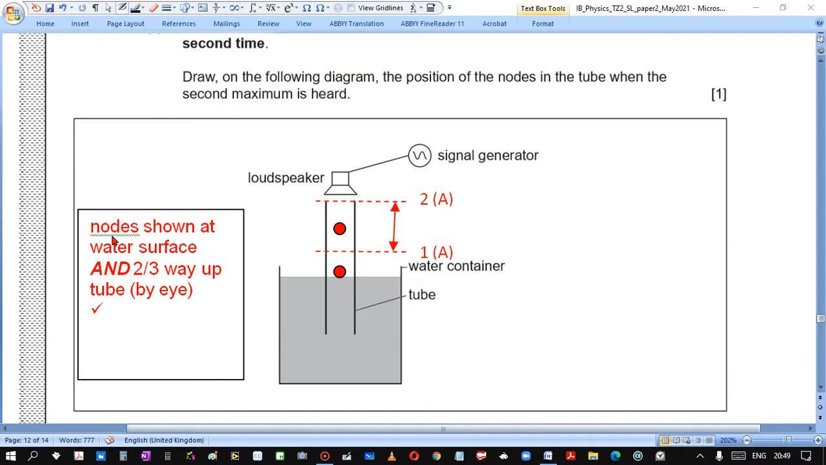And these are the requirements from the mark scheme. Node shown at water surface and 2/3 of the way up the tube. 2/3, so you divide into antinode, node, antinode, node, divide by 3 parts and 2 parts above.